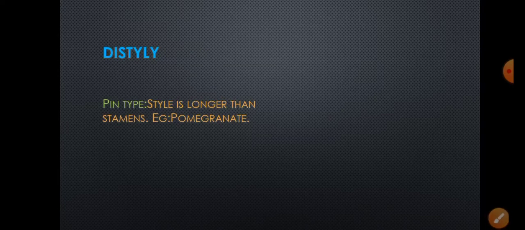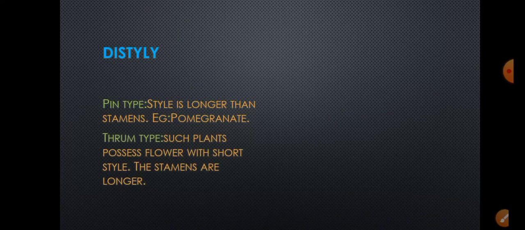So next, let us try to understand Distyly first. It includes two types of flowers, pin type and thrum type. I have already given you an example with the diagram, but let us try to understand it in more detail. The first is pin type of flowers. Pin type flowers are those where the style is longer than the stamens, meaning the length of the style is long compared to its stamens. And here the example given is the pomegranate.